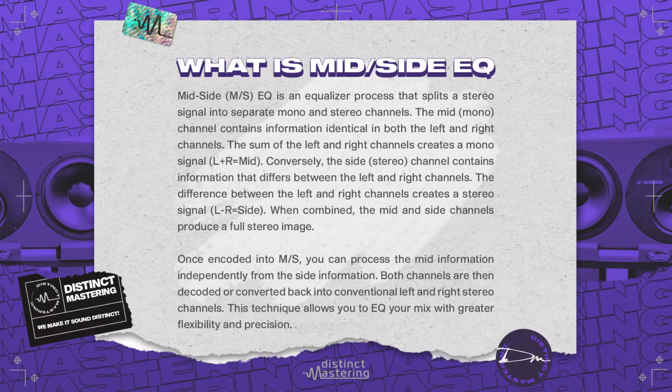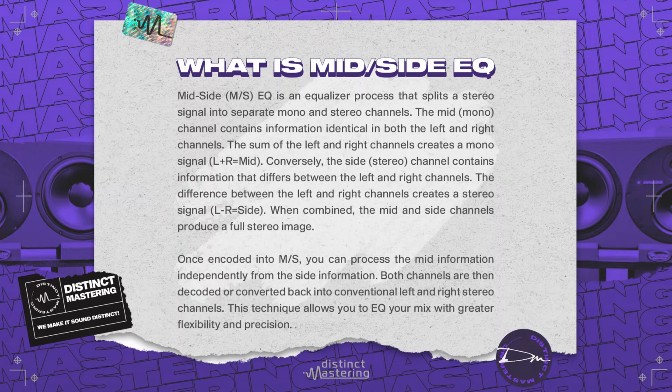So before we begin, let's discuss what MidSide EQ actually is. MidSide EQ is an equalizer process that splits a stereo signal into separate mono and stereo channels. The mid mono channel contains information identical in both the left and the right channels. The sum of the left and the right channels creates a mono signal: L plus R equals mid. Conversely, the side stereo channel contains information that differs between the left and the right channels. The difference between the left and the right channels creates a stereo signal: L minus R equals side. When combined, the mid and the side channels produce a full stereo image.